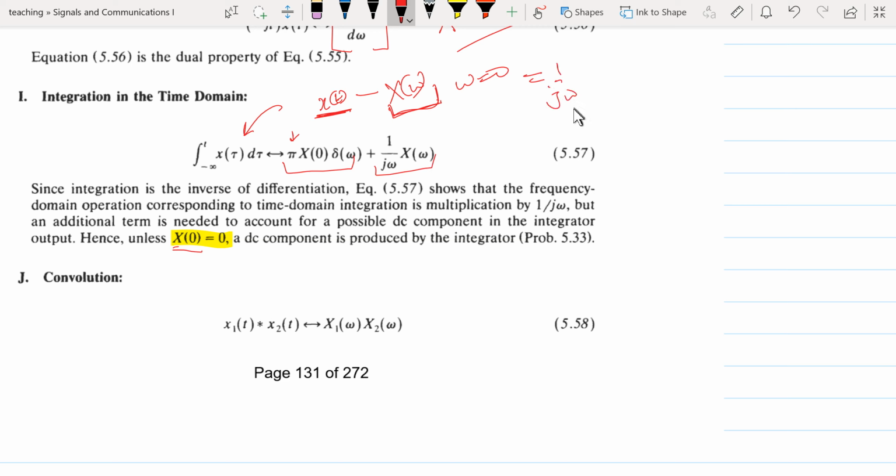So remember that when we are doing the differentiation, we are introducing j omega. Now, for the sake of integration, we are going to be dividing by j omega, and therefore you have your original signal that you would have got in frequency domain. And we are saying that this term is considered to be the DC component in the integrator that would be available once you perform the integration. So that is why we introduce that component, and therefore we are able to evaluate the Fourier transform under the integration in time domain.